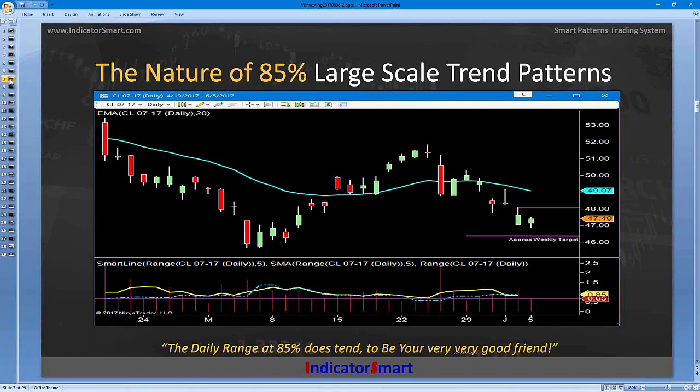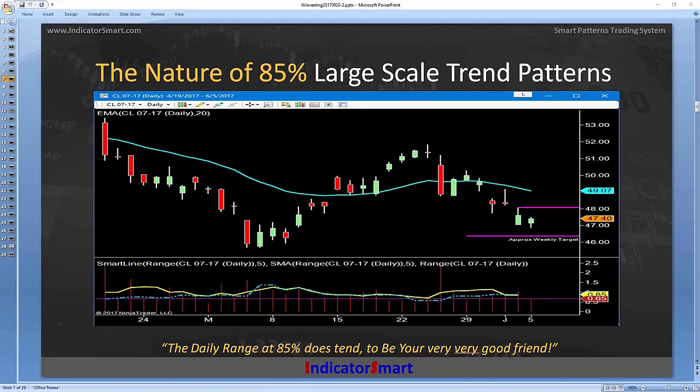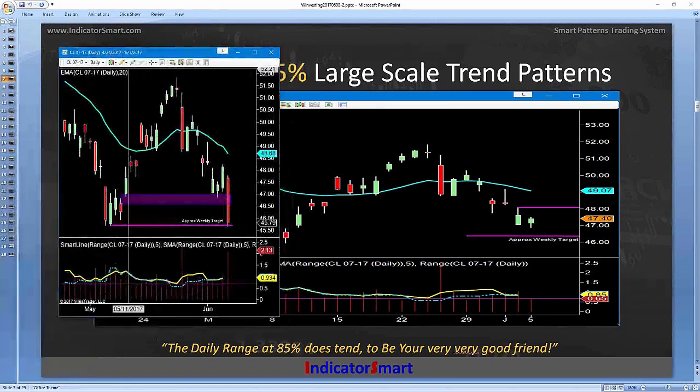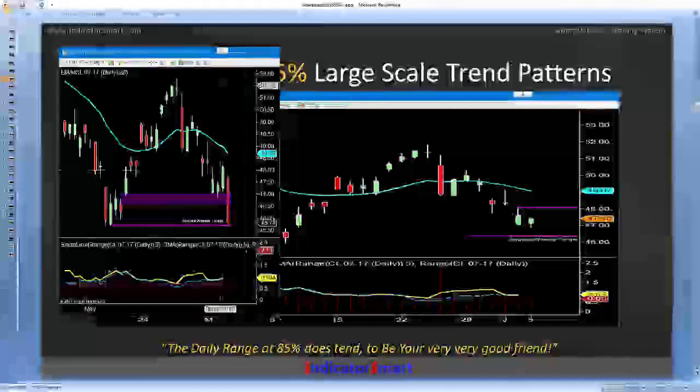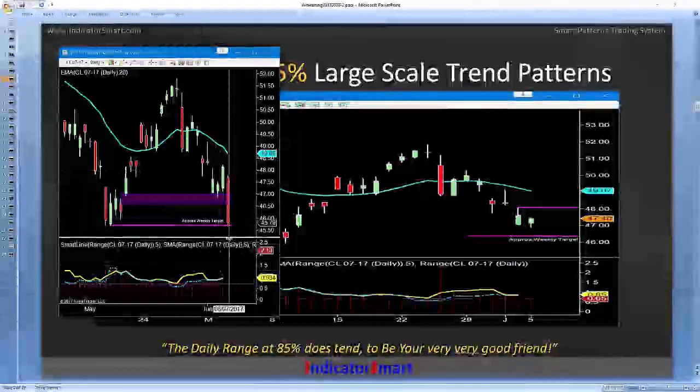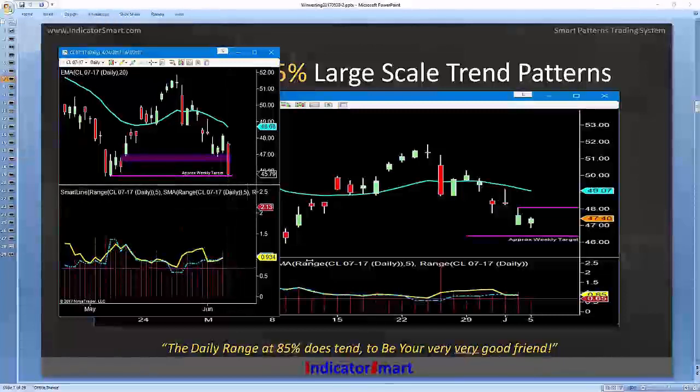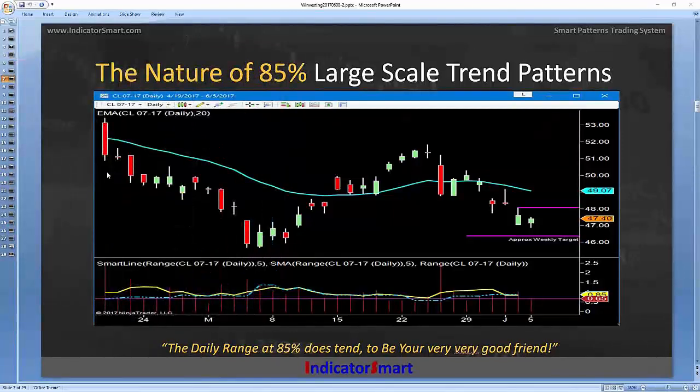This is a daily chart of crude oil, and I pasted this in here a couple of days ago while I was doing the presentation. What I do is I ask myself, what level is the market hitting 85% of the time? What level is the market hitting 85% of the time? I like that 85% level because it tells me that it's pretty reliable in general.